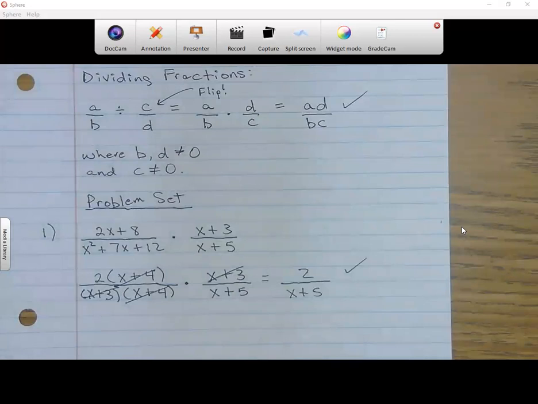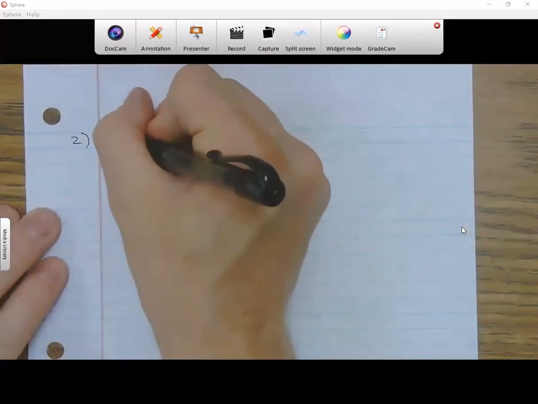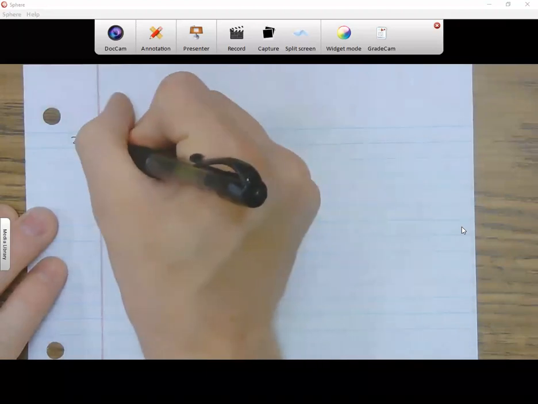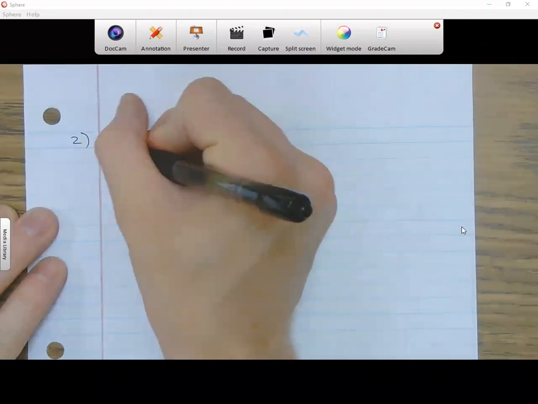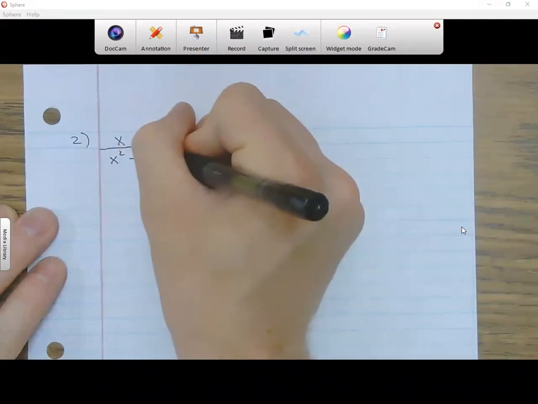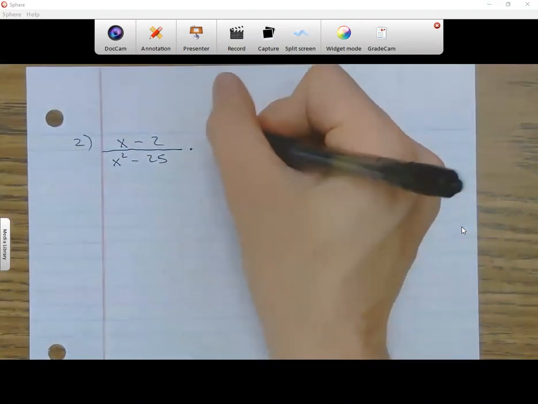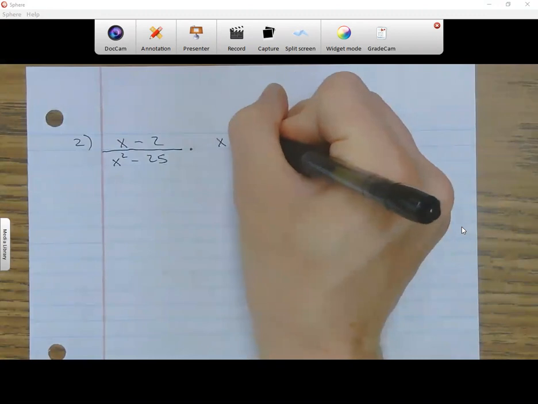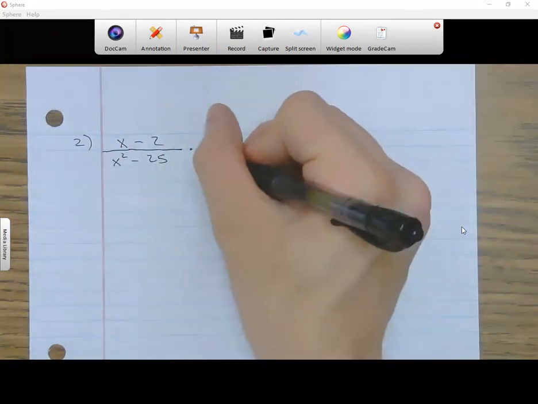Let's try number 2. All right, number 2. This one says x minus 2 on top. On the bottom, I have x squared minus 25. And I'm going to multiply that by x minus 5 over what? X squared minus 2x.